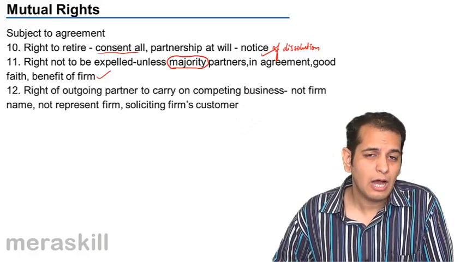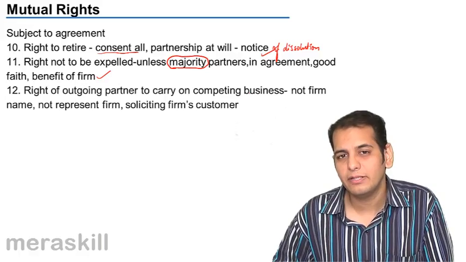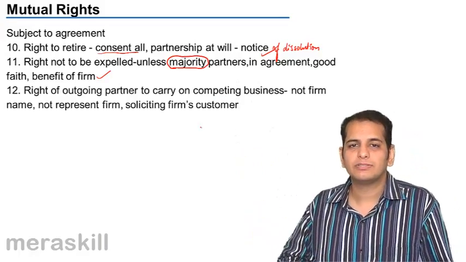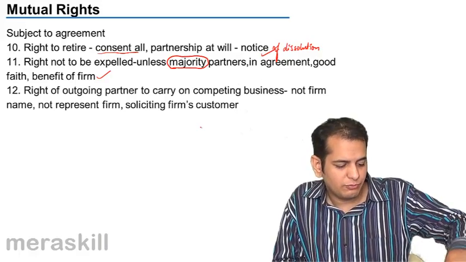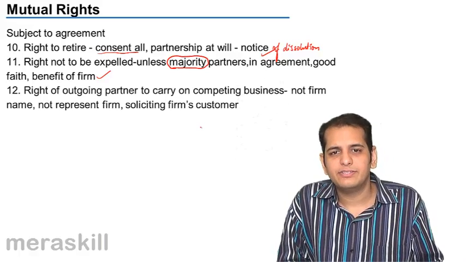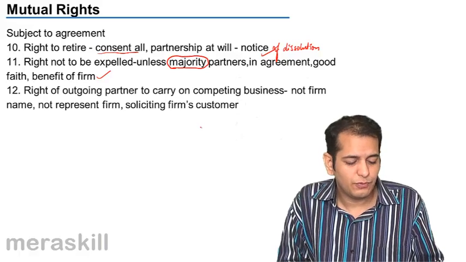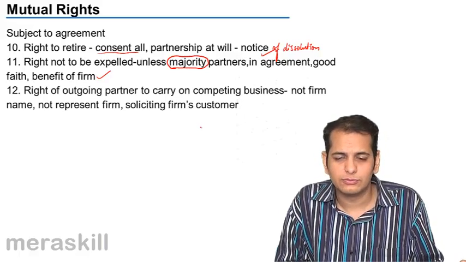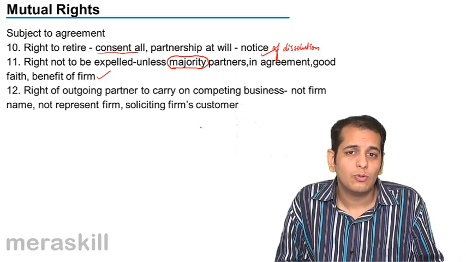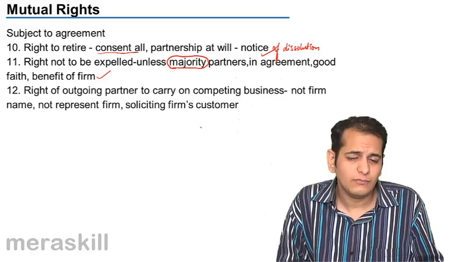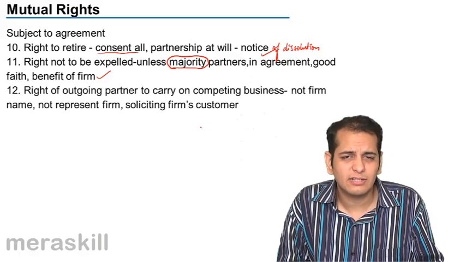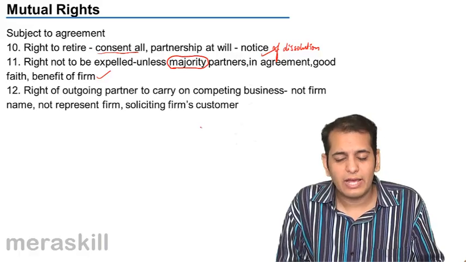Right of outgoing partner to carry on competing business, not in the firm name. However, the outgoing partner cannot be doing the competing business in the firm name. Competing business means business in the same line. Let's say there was a firm with three partners, H, I and J, and J retired from the firm. This firm was into the business of selling shoes. Since J has experience of selling shoes, he retires and opens his own shop just opposite his firm's shop. Can he do that? Yes, he can, because he has a right to carry on any competing business.